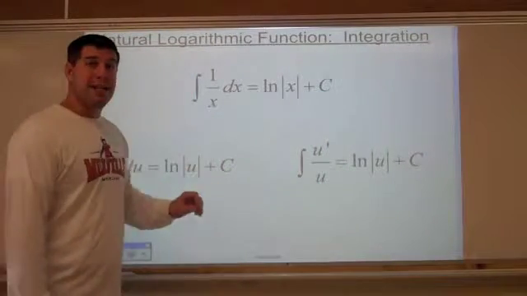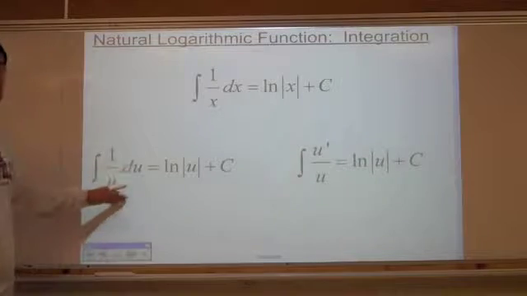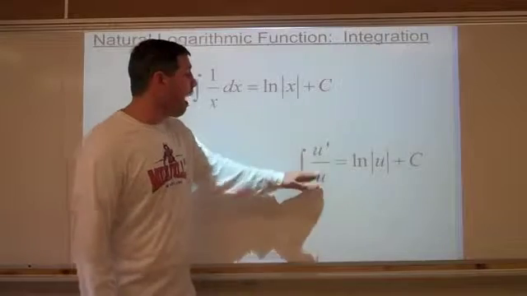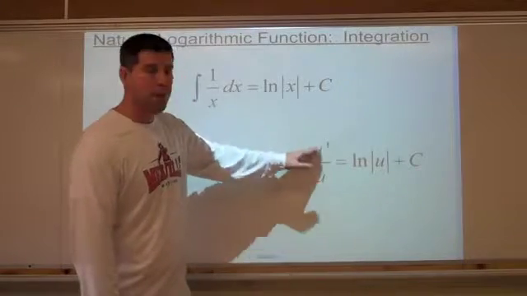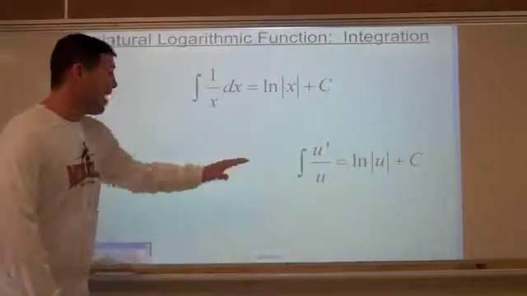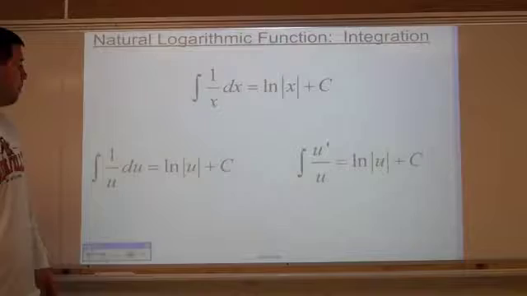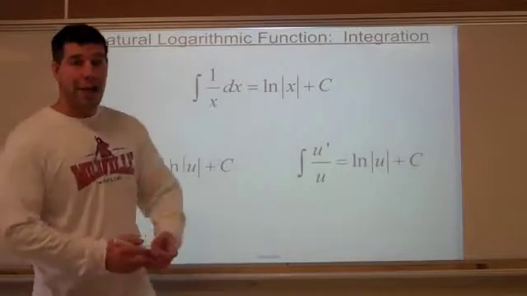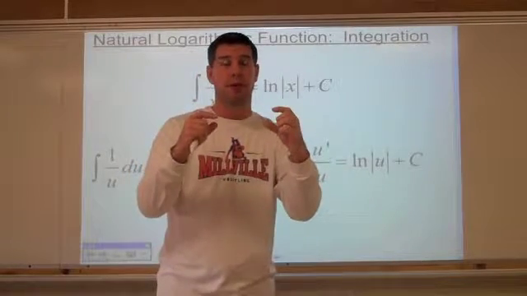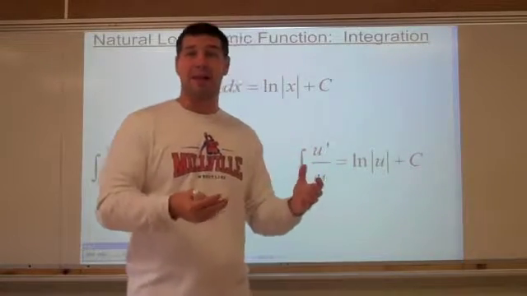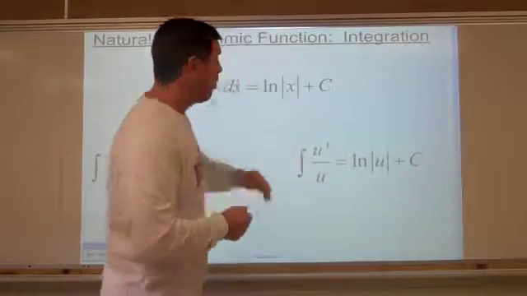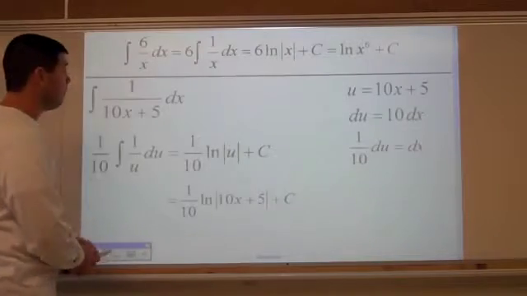The general antiderivative of 1 over u with respect to u is natural log of absolute value of u plus c, or the integral of u prime over u equals natural log of absolute value of u plus c. Same thing, just two different notations. So if you have the derivative of something over the original thing that it's the derivative of, well, the antiderivative of that, the indefinite integral, will be natural log of the absolute value of that denominator. And we're going to see a few examples here.